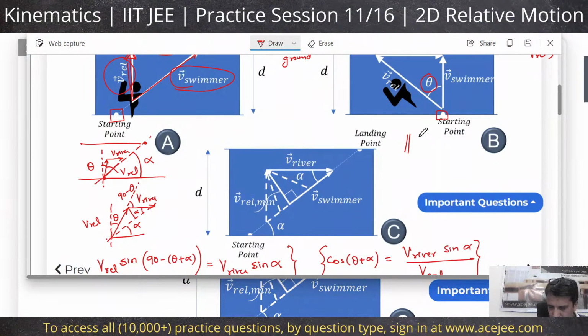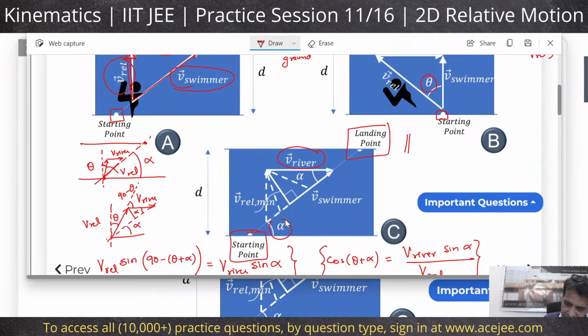First, which point is the landing point in this figure? What is it, beta? Sir, which is the landing point in this figure? The landing point is this one, beta. This is the starting point. So once again, what are we given? Let me circle those things that are given. This is given. This is given. These two things are given.